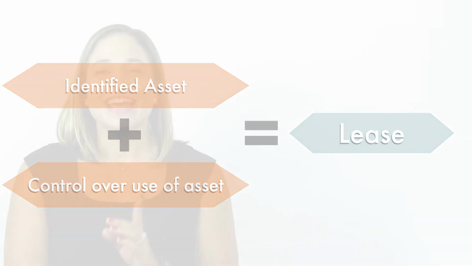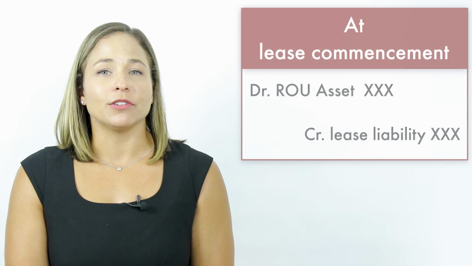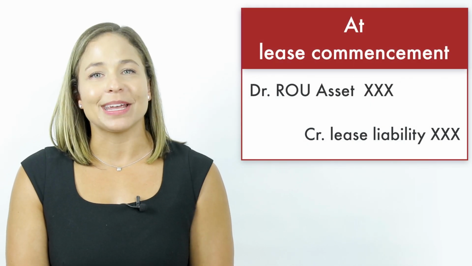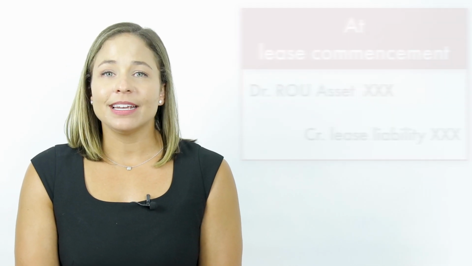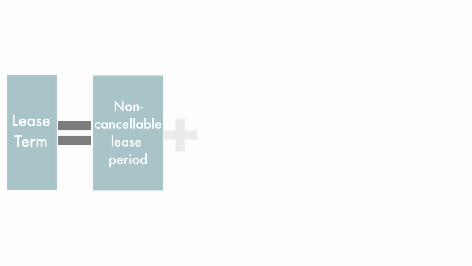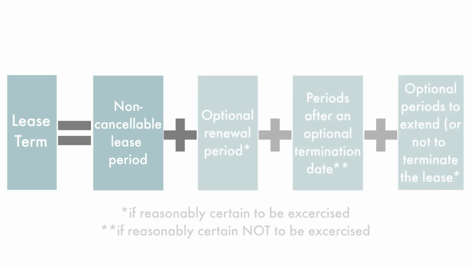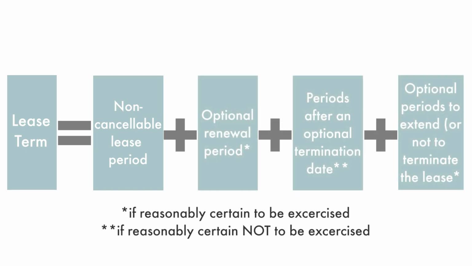What does that mean? At the lease commencement date, we're going to record the following journal entry. We're going to debit an ROU asset and we're going to credit a lease liability. That lease liability is the present value of the remaining lease payments. How do we know what that is? We need a few key inputs. One is the lease term. The lease term is going to include the non-cancelable lease term at a minimum, but then there are other considerations as well for potential renewals or terminations.